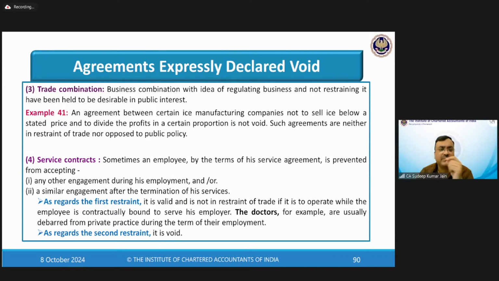As regards the first restraint, it is valid and is not in restraint of trade if it is to operate while the employee is contractually bound to serve the employer. Doctors, for example, are usually debarred from private practice during the term of their employment. In a normal case, a doctor is also told that as long as you are in government service in the hospital, you will not do private practice. So this type of restriction is valid, but that you will not do your own practice, own business even after the termination of service is perfectly void. Brother, if you throw him out of the job and he cannot work afterwards either, then where will the poor man eat from, right?